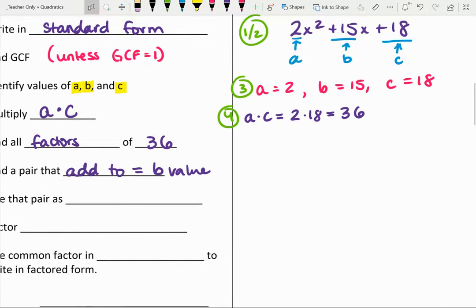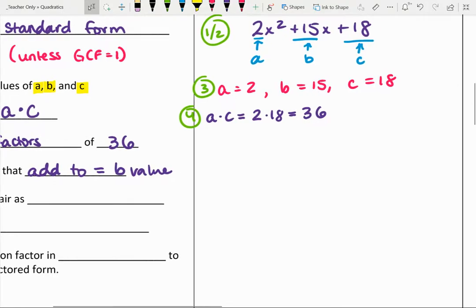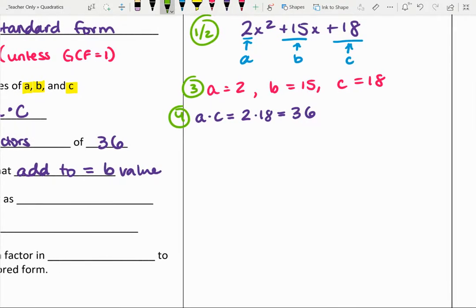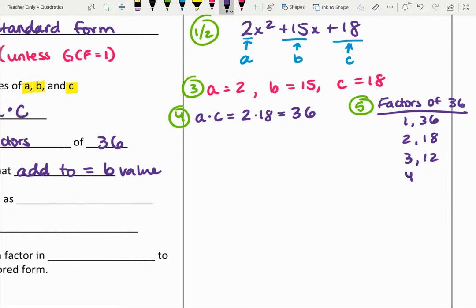So factors, remember, are pairs of numbers that multiply to equal a third number. So I'm going to find my factors of 36, and I'm going to list them all out here in this case. With a little bit more practice, you may not even need to make a list, but I'm going to do that here. So 36 is 1 times 36. It's 2 times 18, 3 times 12, 4 times 9, and 6 times 6. So 5 pairs of factors here.